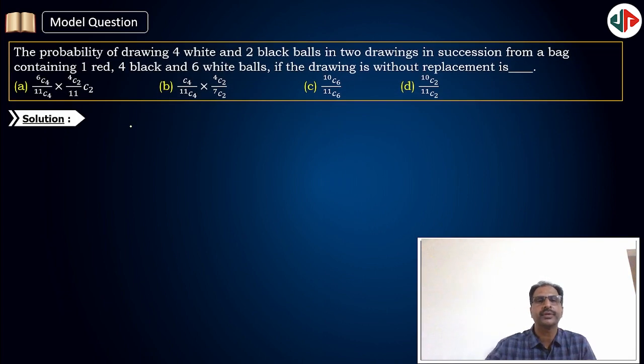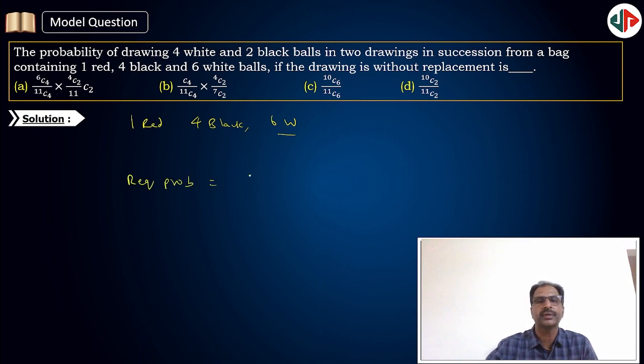Next, the probability of drawing 4 white and 2 black balls in 2 drawings in succession from a bag containing 1 red, 4 black, 6 white balls. If the drawing is without replacement, from 6 white we have to select 4 white and 2 black balls in 2 drawings, not at a time, in succession. So, what is the required probability?